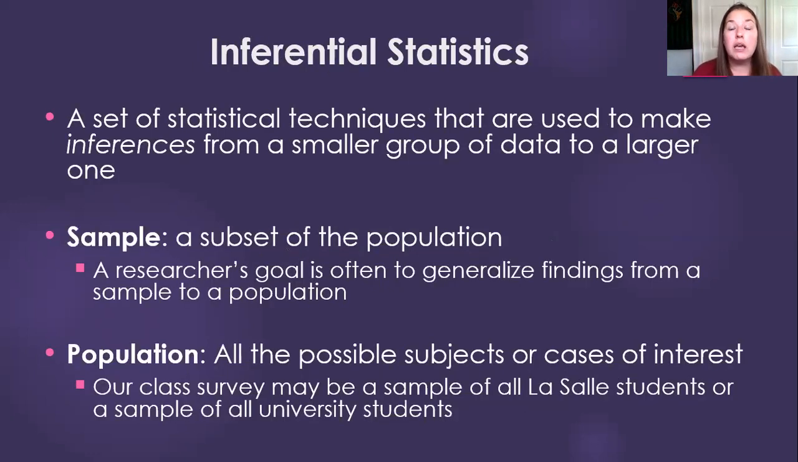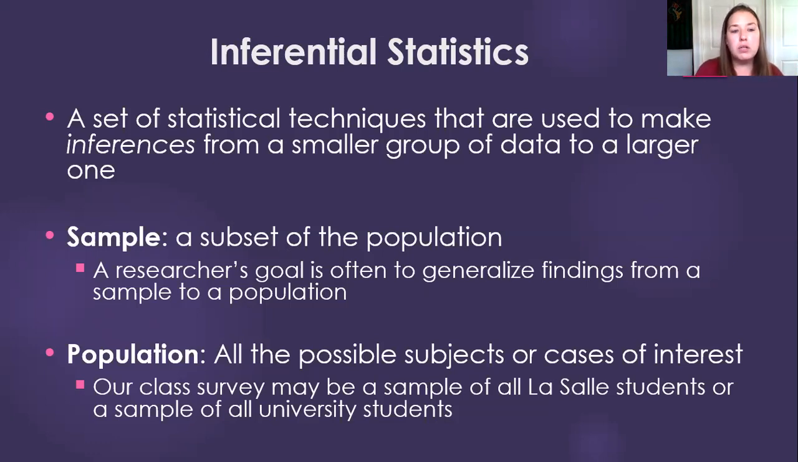In contrast, inferential statistics take data that we already have and use those data to make some type of inference or assumption or guess or estimate about a population we don't have data on. So inferential statistics are different from descriptive statistics because they're looking at a set of data and saying, how can we use these data that we do have to make some type of conclusion or estimate about some larger group for which we don't have data.